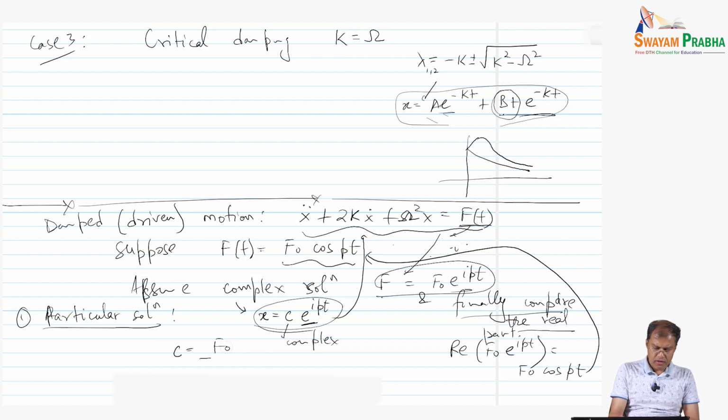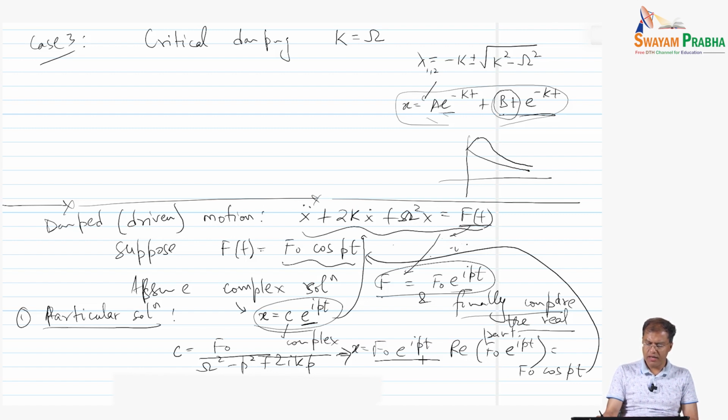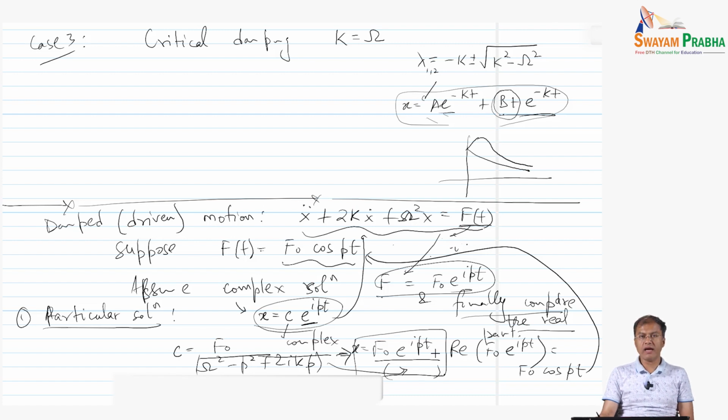After plugging this particular solution into the equation, we find that C comes out to be F naught divided by omega square minus P square plus 2ikP. From here we find that x comes out to be F naught e to the power ipt divided by this quantity in the denominator. Okay, so that gives us the solution x, and then we take the real part of this solution to arrive at our solution for the final system.